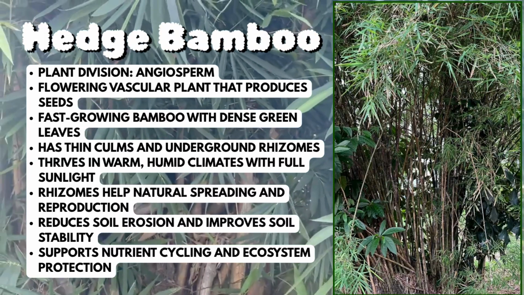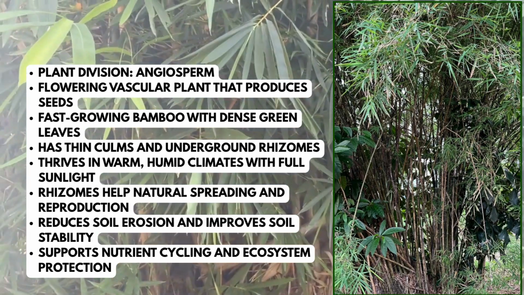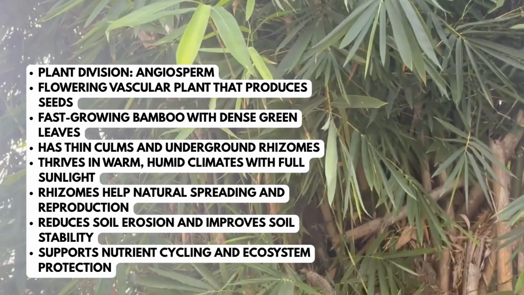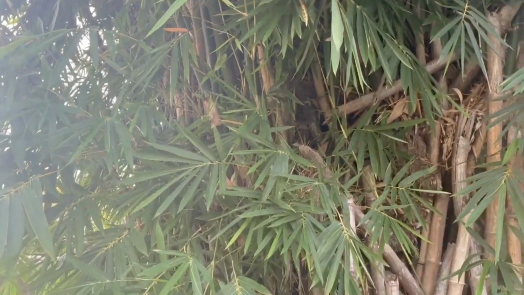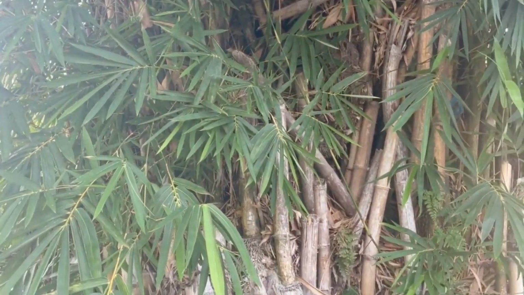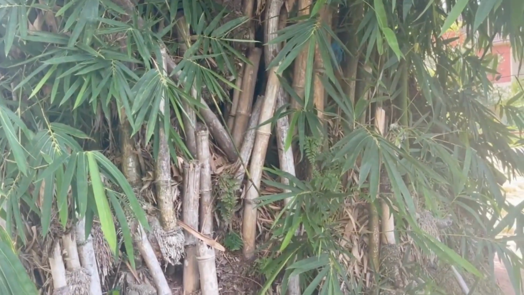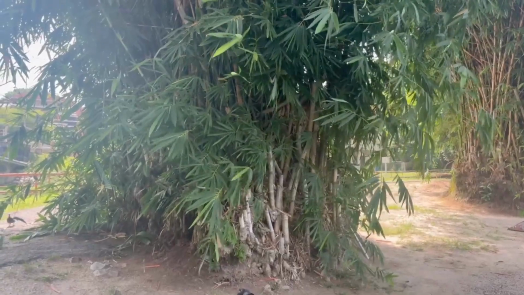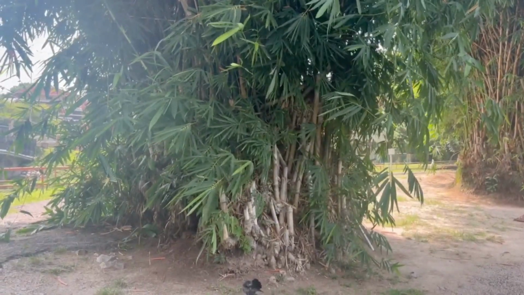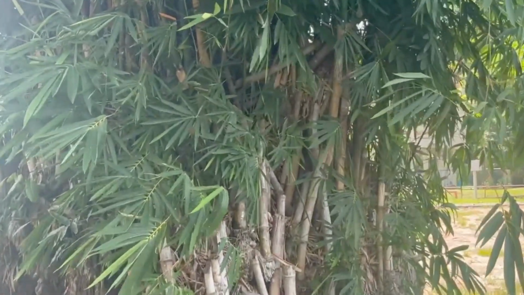Next is hedge bamboo found near Tasik Aman in USM. It belongs to the angiosperm division because it is a flowering vascular plant that produces seeds. The bamboo grows rapidly with dense green leaves and rhizomes. It helps reduce soil erosion, stabilize soil, and protect surrounding ecosystems.